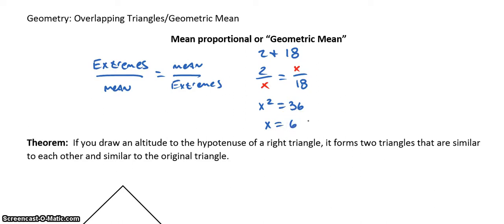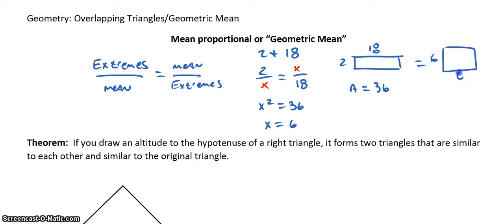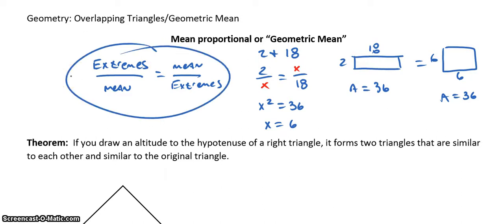Another way to think about this is if you had a rectangle that was 2 by 18, the area of this rectangle would be 2 times 18, which is 36. So if I found the geometric mean to be 6, I could create the area of a 6 by 6 square, and it would have the same area. So the geometric mean would produce the same area using numbers that satisfy our proportion. Just a quick piece of information that we're going to bring back a little later in this lesson. So that's what that is.